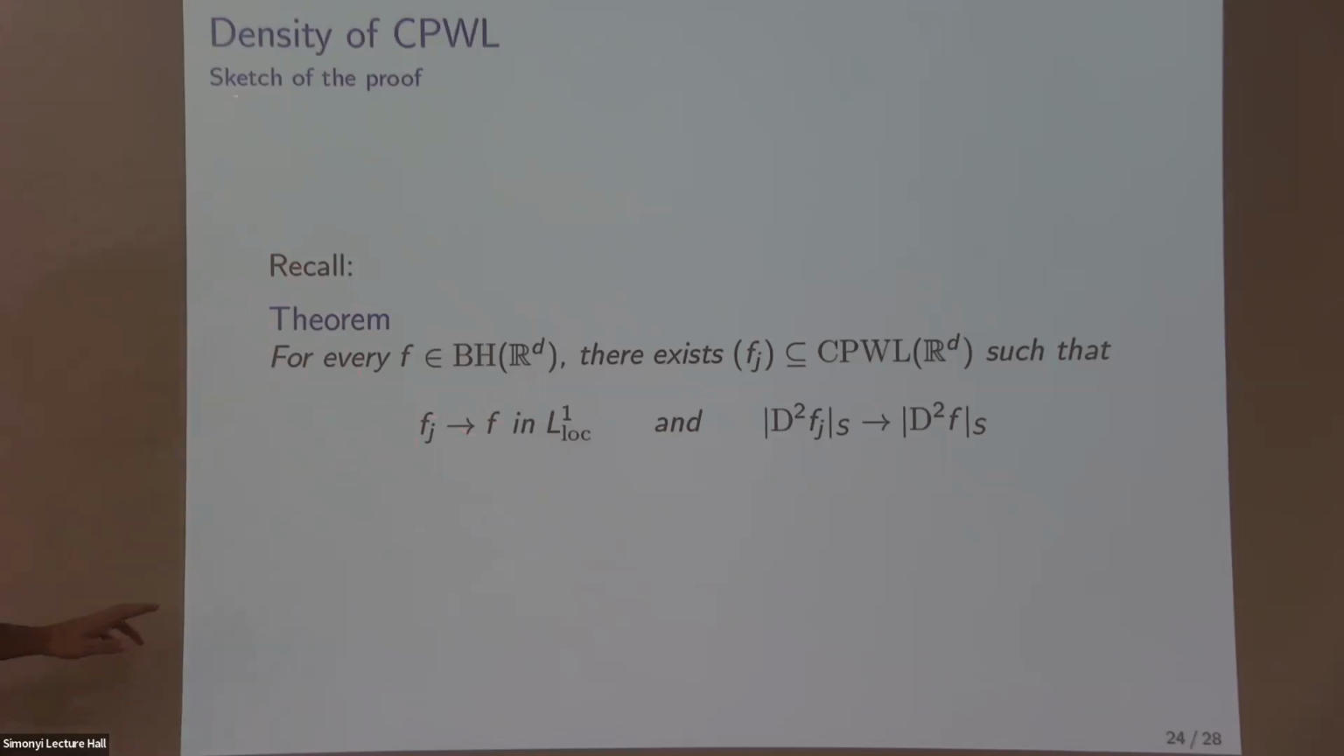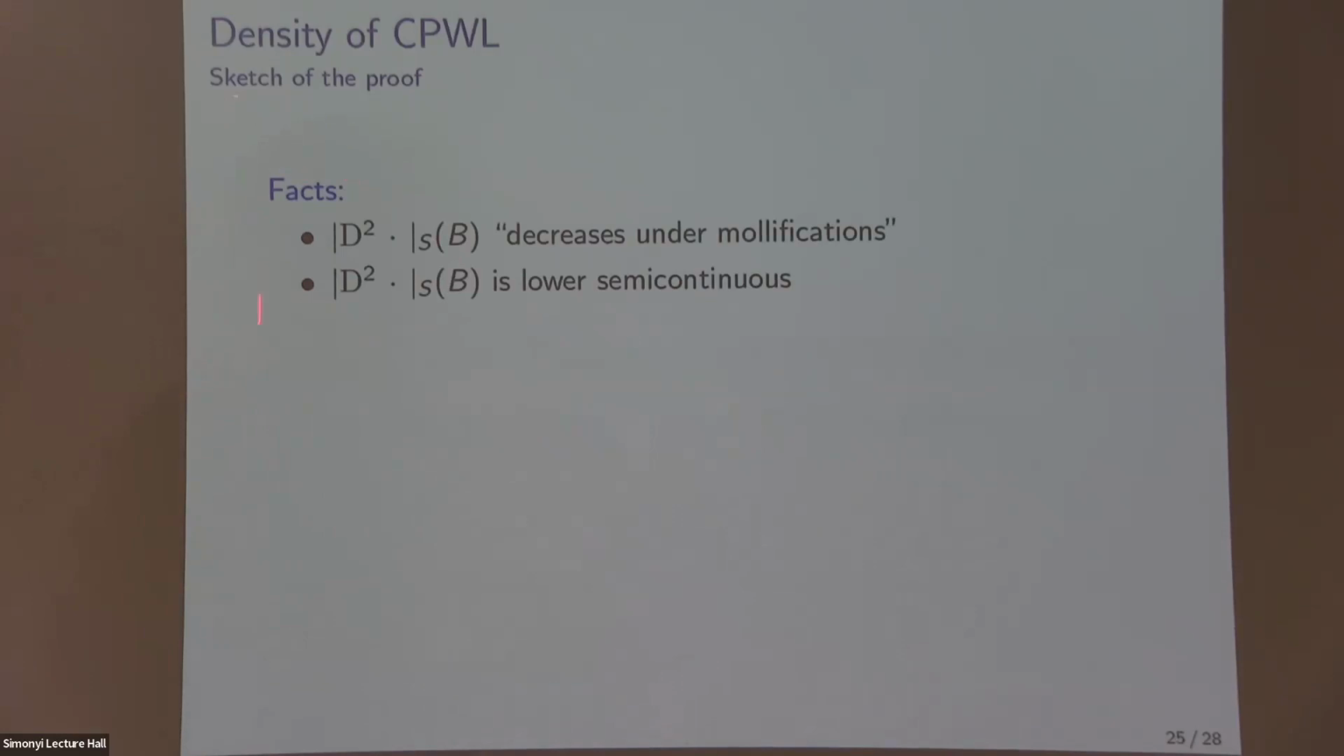So let me restate it in this way. For a function with bounded Hessian, you can find CPWL functions converging in energy. This is the global version, not the local one that I stated before, but they are the same thing. This is the last slide with text, so a couple of trivial remarks. I've already discussed this: the second order total variation decreases under modification, it is lower semi-continuous. So you know that there is no loss of generality assuming that your starting function is smooth.